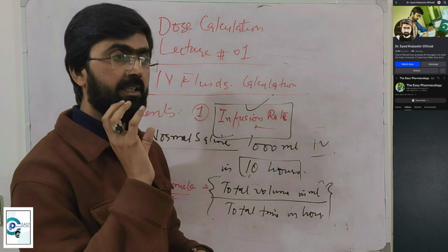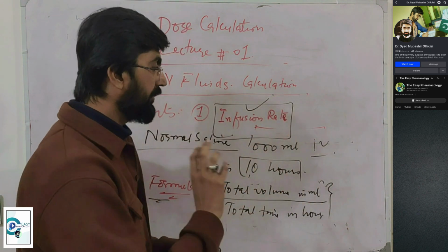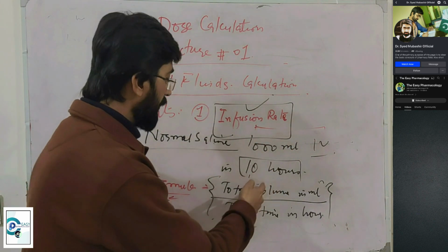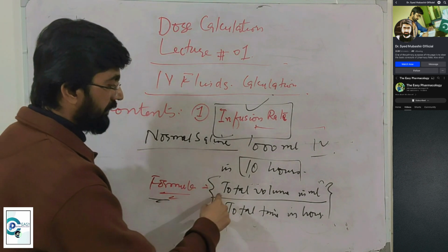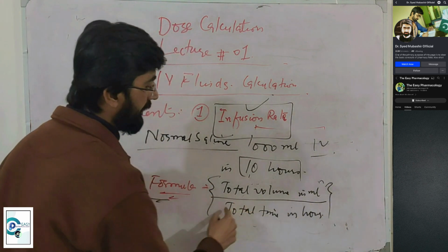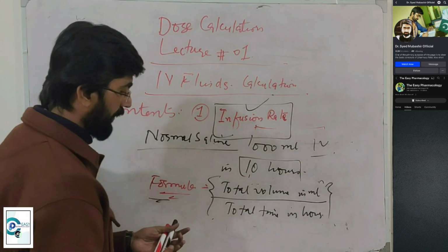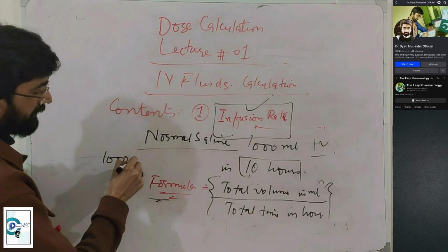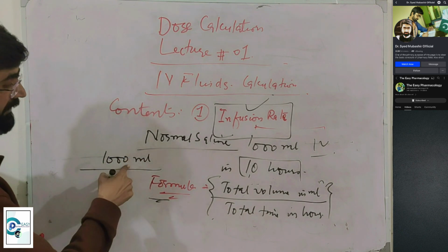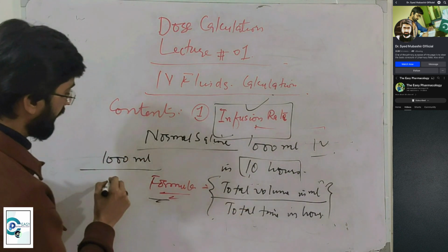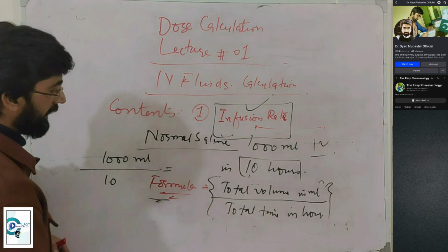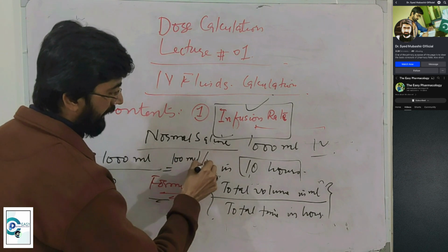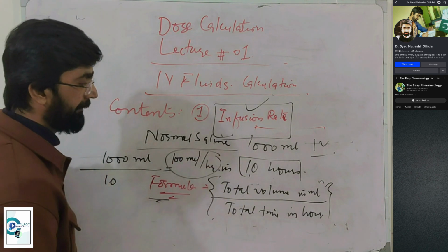What should be the infusion rate to infuse this whole quantity in this whole time? So that infusion rate is what? Total volume in ml divided by total time in hours. Here the total volume is 1000 ml, and if we divide by the total time in hours, that is 10 hours, the answer will be 100 ml per hour. Okay, 100 ml per hour.